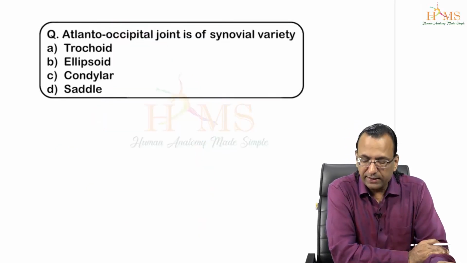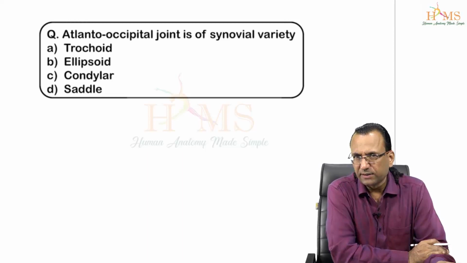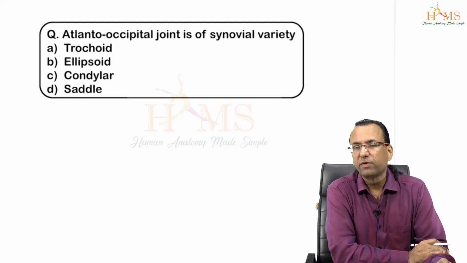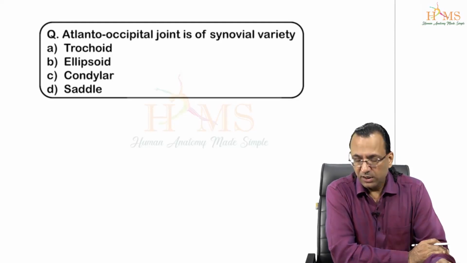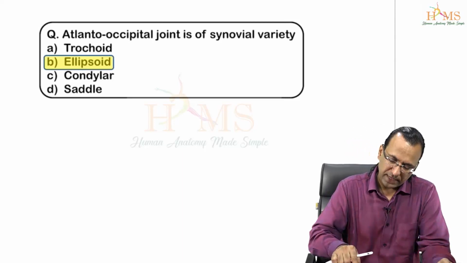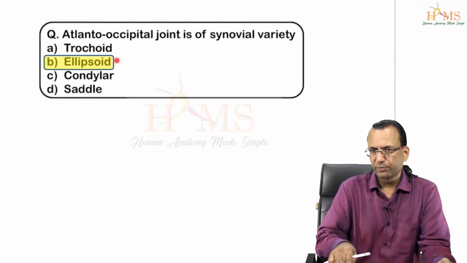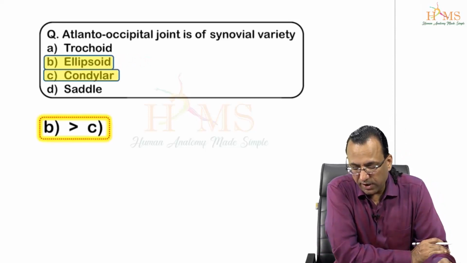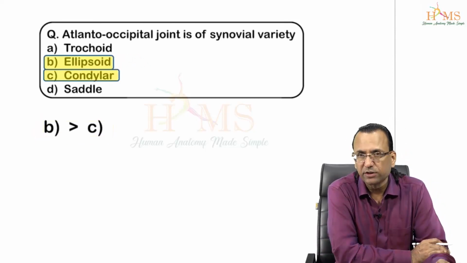The Atlanto-Occipital joint is which variety? It is a controversial question. Why? Because there can be two answers. Which one will you choose? For the Atlanto-Occipital, I'll choose ellipsoid. And what if ellipsoid was not in the option? Then I'll say condylar. So B is a better answer than C.